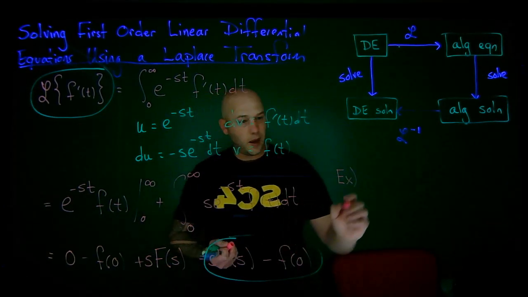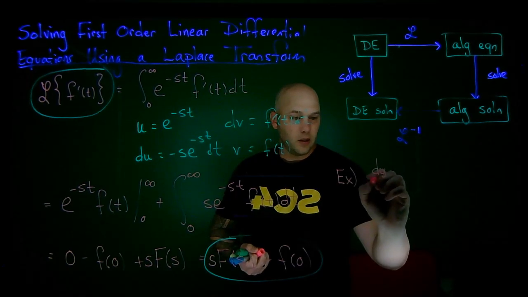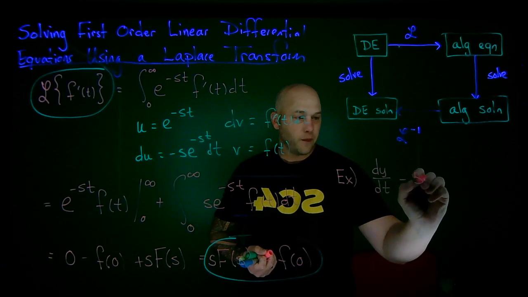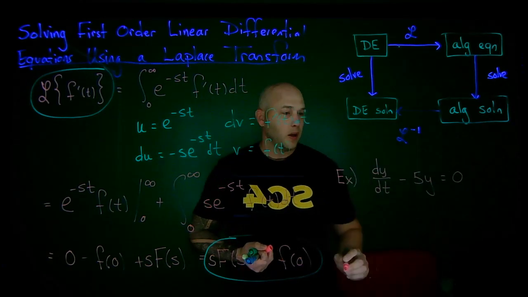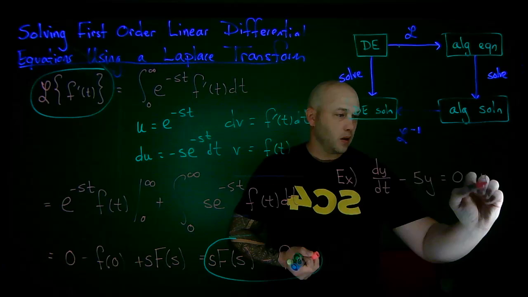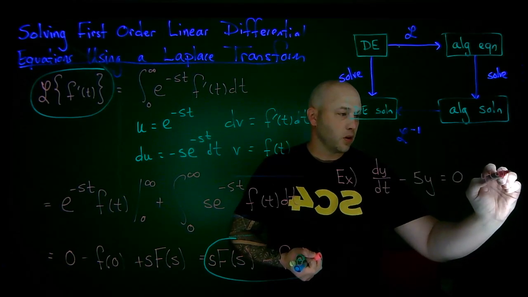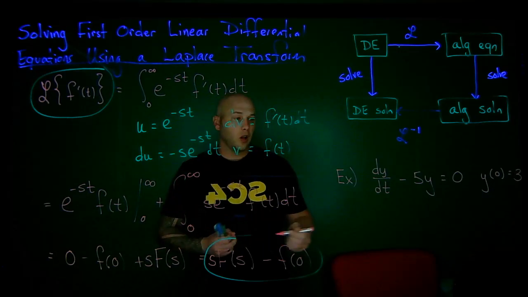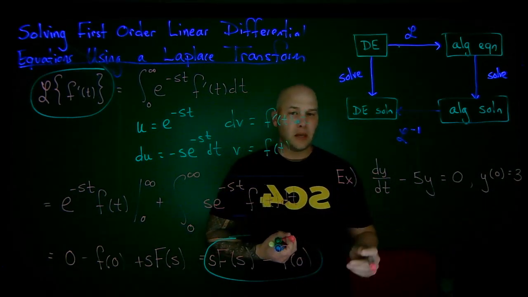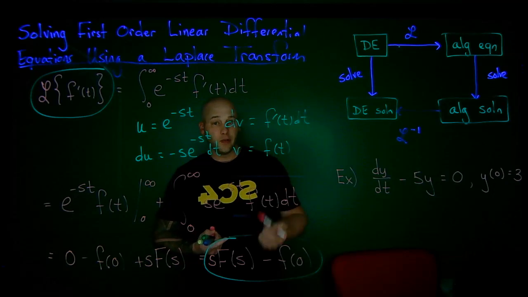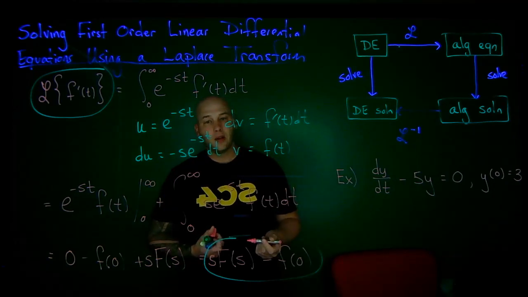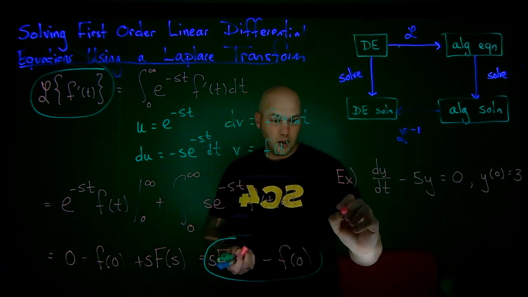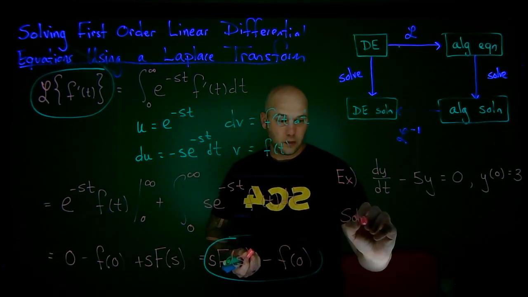Let's take a look at dy/dt minus, say, 5y is equal to 0, and let's also say the initial value y(0) is equal to 3. Once again, I have what's called an initial value problem, meaning it's a combination of a differential equation along with an initial value of the original function that I'm trying to discover. So let's take a look at the solution for this.